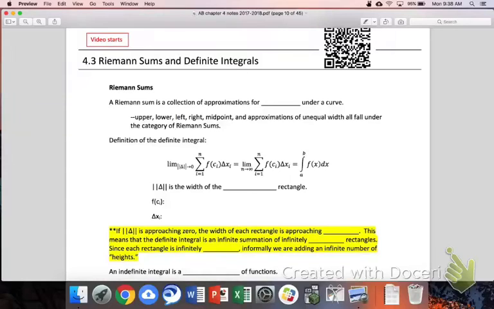Shape with this material. So a Riemann sum is simply a collection of approximations for blank under a curve. Area, that's right. So, whoops, there we go. So area under a curve.